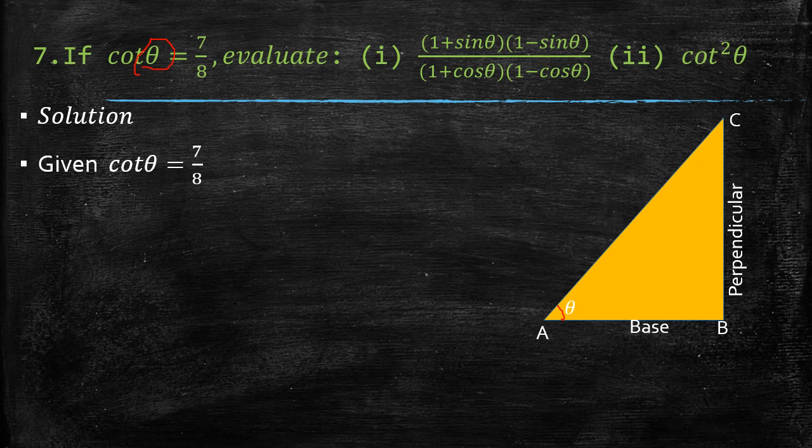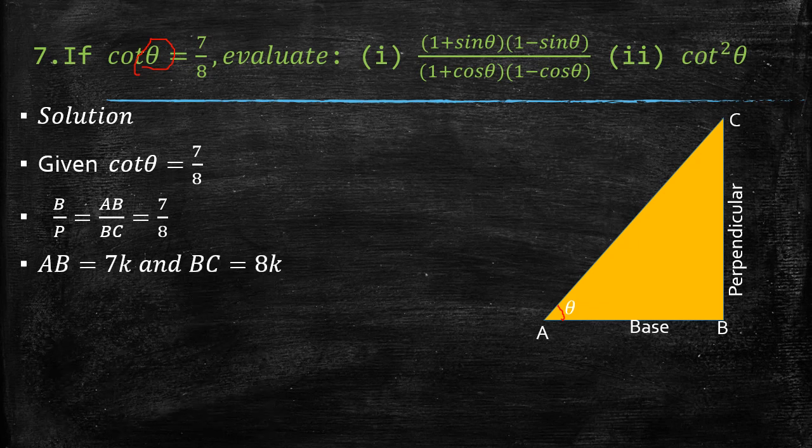We are given cot theta is equal to 7/8. All of you have learned the value of cot theta: cot theta is the ratio of base and perpendicular. So base upon perpendicular is equal to, from the figure, AB upon BC, which is equal to 7/8. So we can write AB is equal to 7k and BC is equal to 8k. So right here also, perpendicular BC is 8k and base AB is 7k. Now you have to find which is missing.